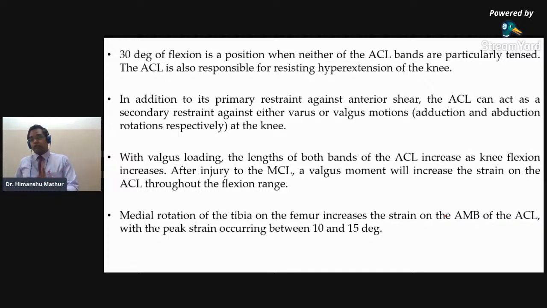restraint against the varus or valgus motion also. That is what I told you. अगर टिबिया medially जा रही है तो भी, और अगर लेटरली जा रही है तो भी, ये ACL लिगामेंट टेंशन में आ जाएगा। Now with valgus loading, the length of both the bands of ACL increases। अगर मैं मीडियल साइड से धक्का लगाऊं और टिबिया को लेटरल साइड में माइग्रेट करा दूं, तो ये वो कंडीशन है जहां AMB भी टाइट हो जाता है और PLB भी टाइट हो जाता है। ठीक है ना?